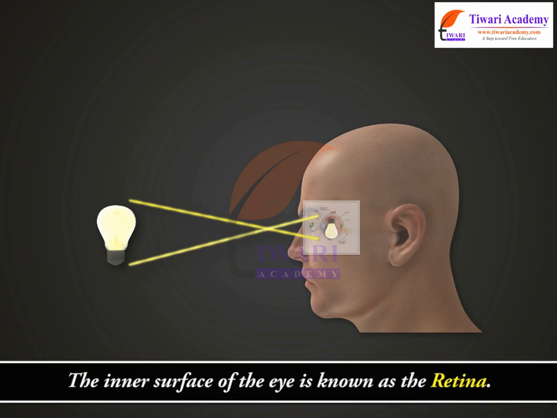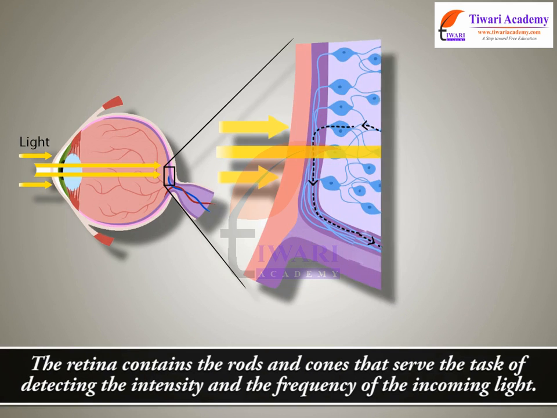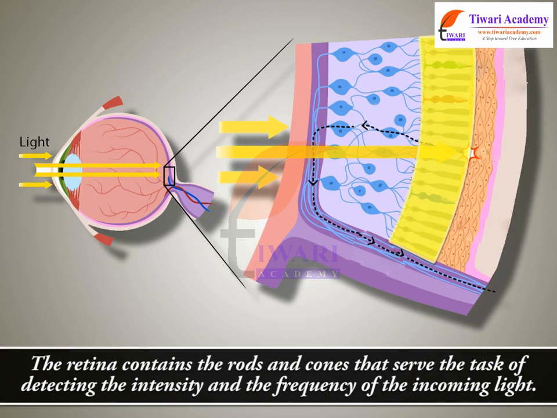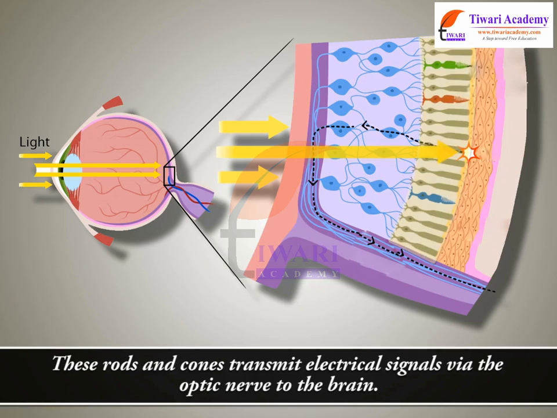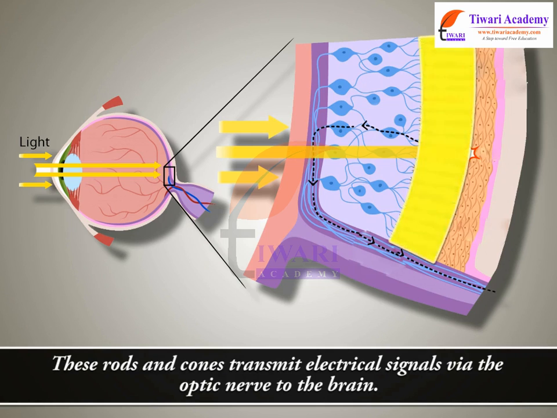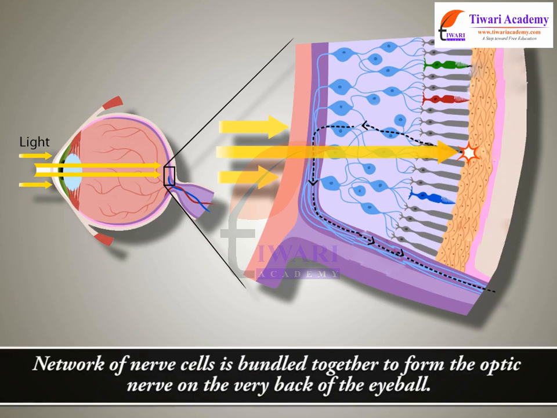The inner surface of the eye is known as the retina. The retina contains the rods and cones that serve the task of detecting the intensity and the frequency of the incoming light. These rods and cones transmit electrical signals via the optic nerve to the brain. A network of nerve cells is bundled together to form the optic nerve on the very back of the eyeball.